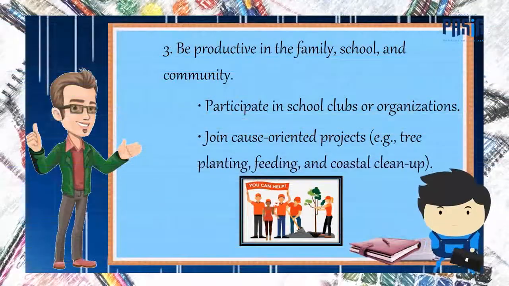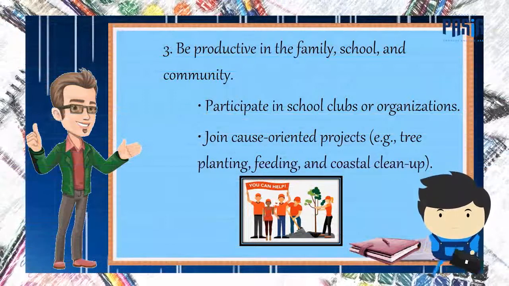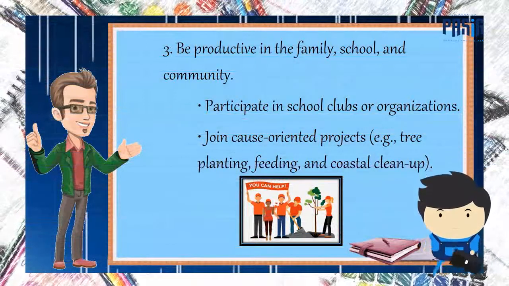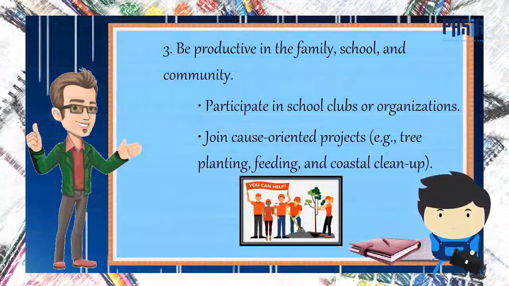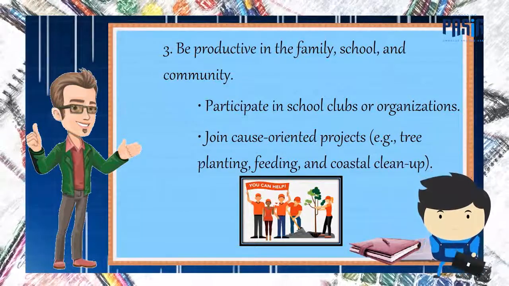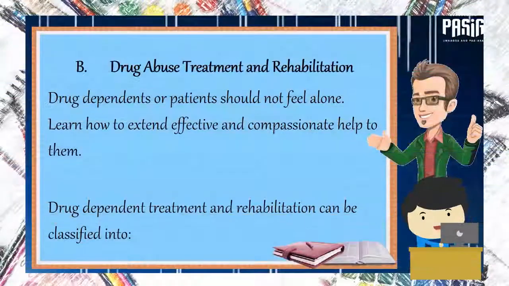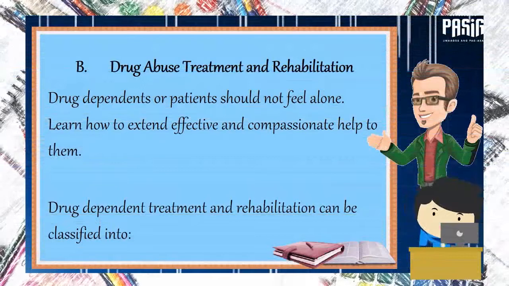Number 3, be productive in the family, school, and community. Participate in school clubs or organizations. Join cause-oriented projects like tree planting, feeding, and coastal cleanup. Letter B, drug abuse treatment and rehabilitation.